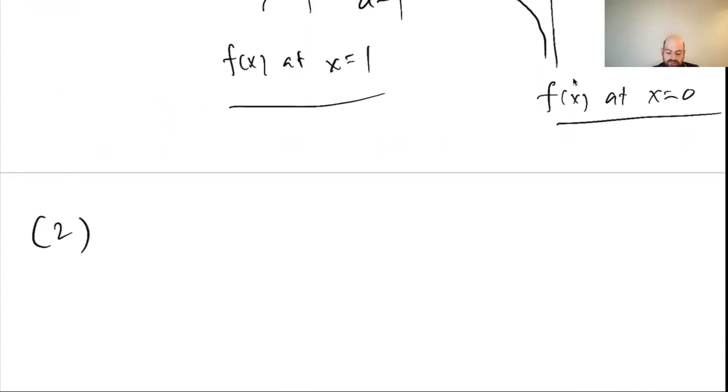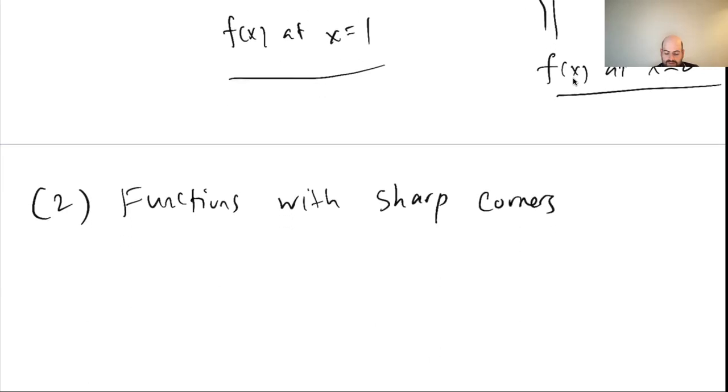The other type, functions with sharp corners, functions whose graphs have sharp corners. So for example, you know, as we said, absolute value x at x equals 0. So it has a sharp corner like this, right? So in above, we verified that f of x equals absolute value x at x equals 0 is not differentiable, right? So we already verified this.